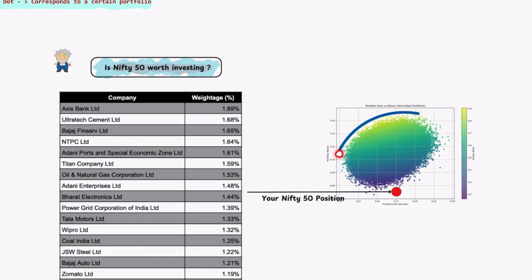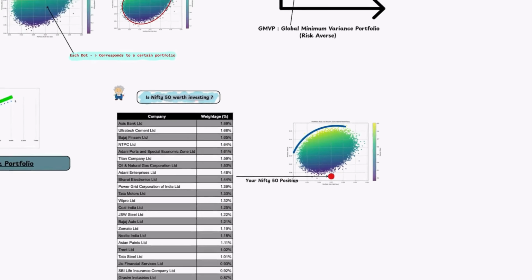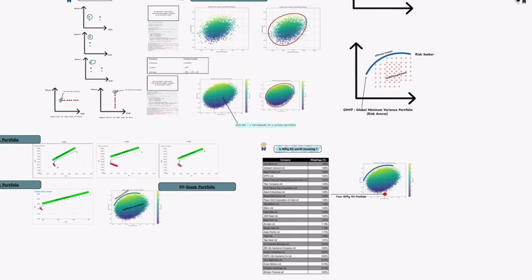Again repeating, if you are a risk-averse person, choose a portfolio to the left. If you are a risk-seeker person, choose a portfolio on the right. But do not invest directly with the same weights in these portfolios. And that is eye-opening because most people are investing blindly without checking for efficiency.